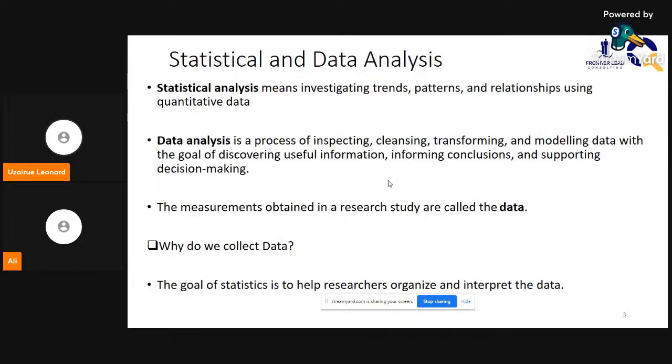Another reason you do statistics in general is to help you as a researcher, or to help your client, to organize and interpret their data.